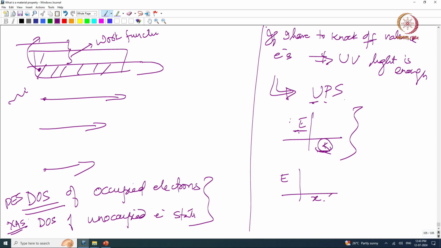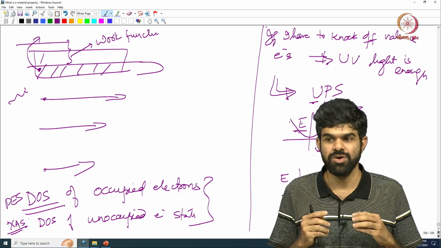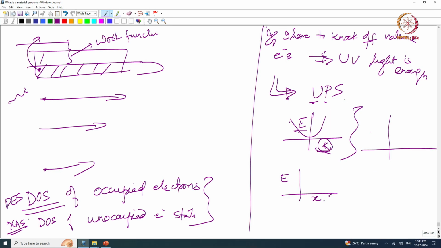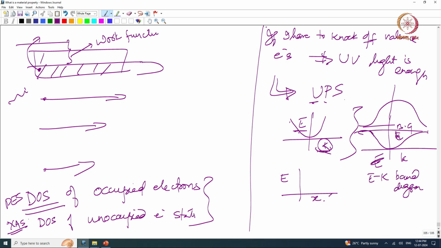You may have seen band structures which are parabolic in nature for free electrons, and for the bands in K space look somewhat like this. This is going to be the valence band, this is going to be the conduction band, and then you have a band gap. These are called EK diagrams. Okay. Sorry, this is K, this is E. These are called EK band diagrams. So, you can use these sort of techniques, UPS, to get to these EK band diagrams. In fact, this is called angle resolved photoelectron spectroscopy.